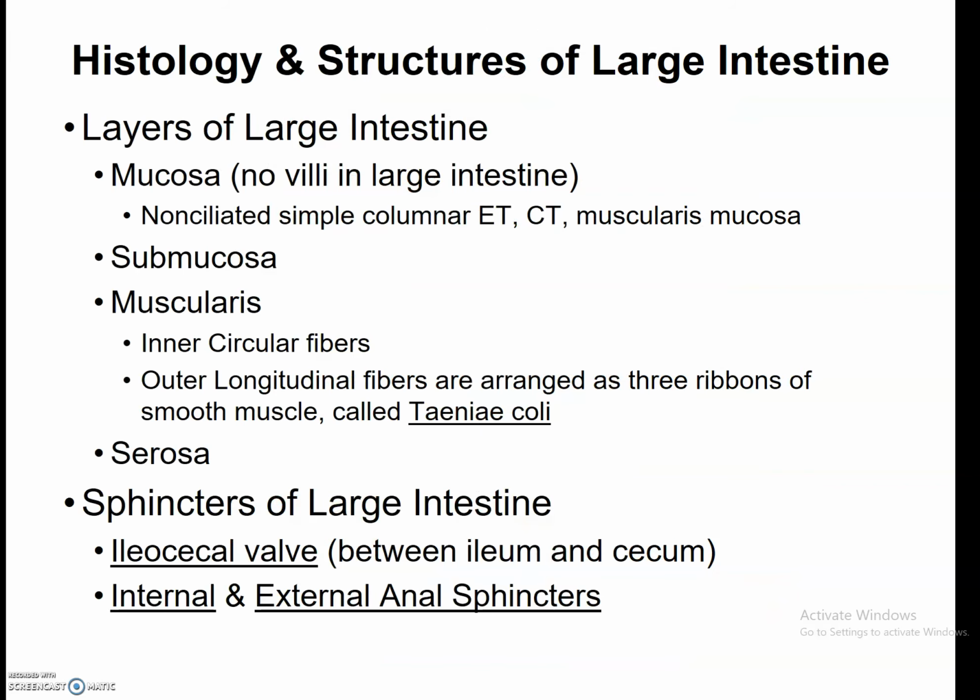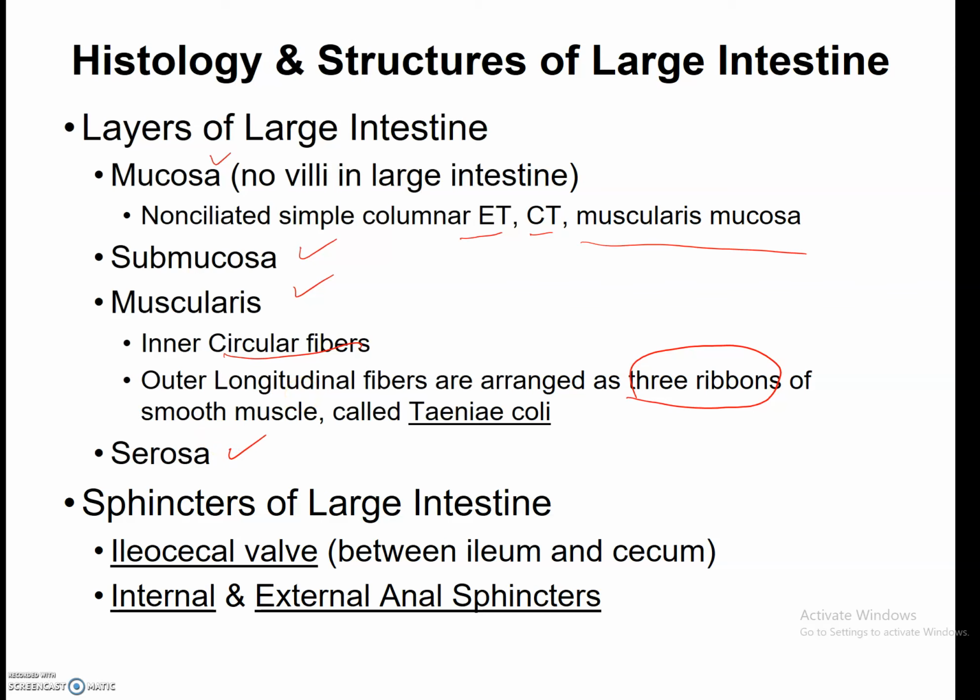So the histology of the large intestine, there's definitely a mucosa, no villi though. Lots of columnar epithelial cells, lots of connective tissue, muscularis mucosa, which makes sense, you've got to push things out. The submucosa, the muscularis, we have circular fibers and longitudinal fibers. Basically, they're going to be arranged in what they call 3 ribbons here, 3 ribbons called the taeniae coli. And these 3 ribbons are organized to allow smooth contraction and elimination. The serosa is present here.